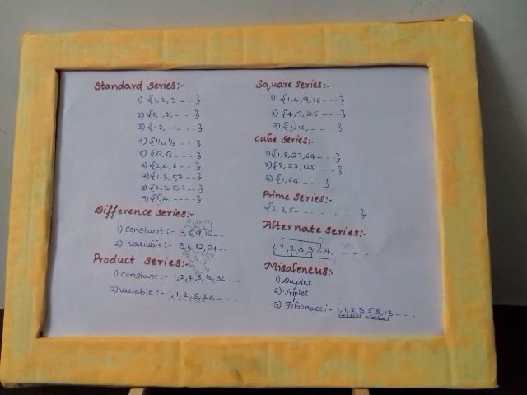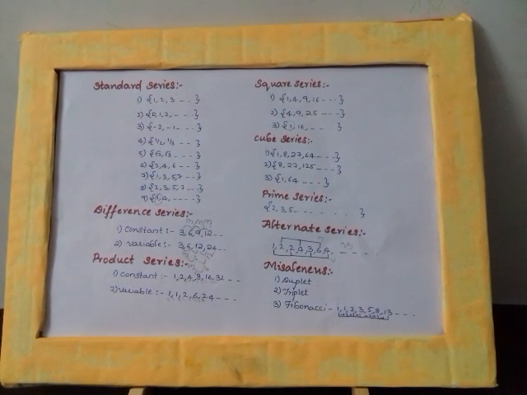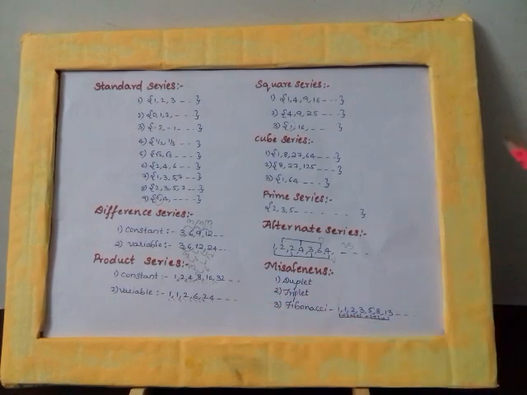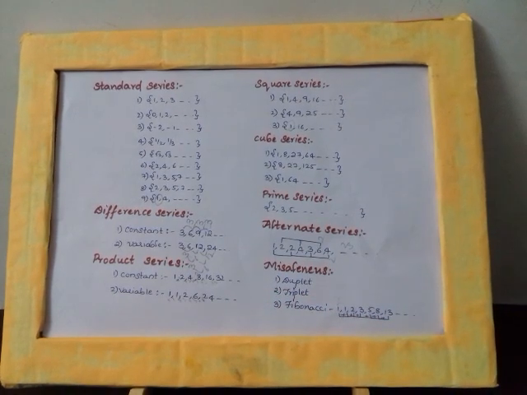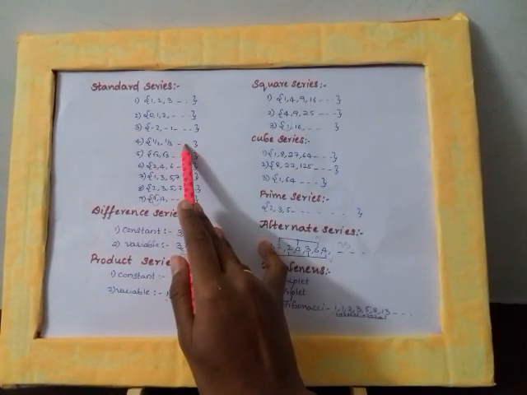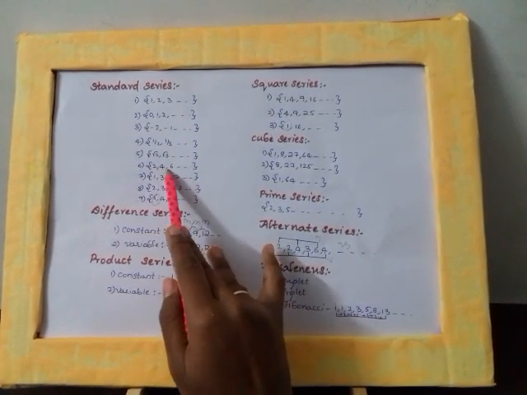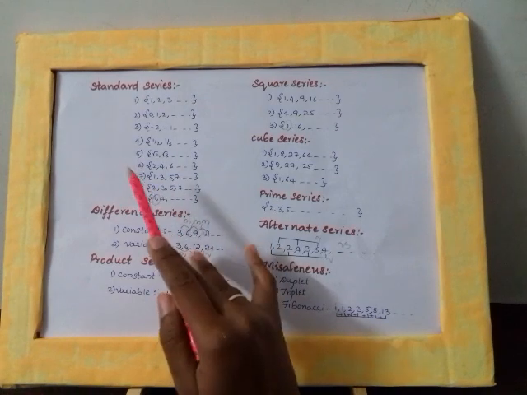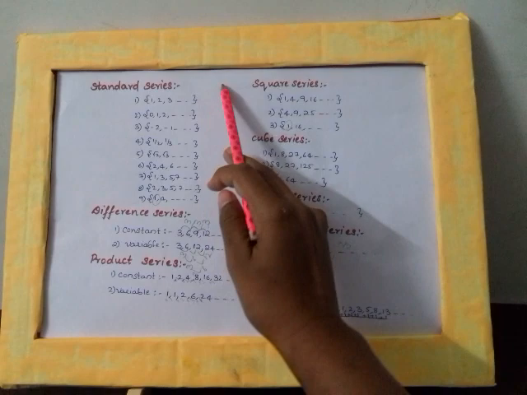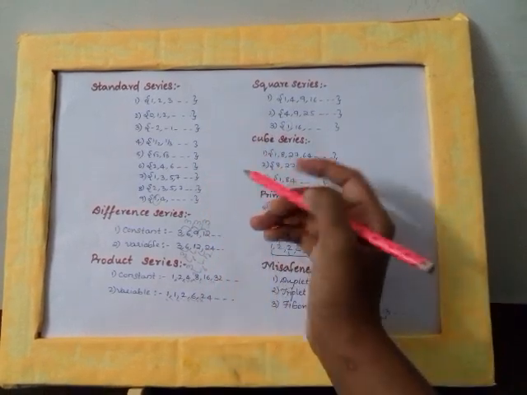Next, coming to the examples of these series. First, the standard series. Standard series, as we have discussed before: the natural numbers, whole numbers, integers, rational numbers, irrational numbers, even numbers, odd numbers, prime numbers and composite numbers come under the set of standard series.